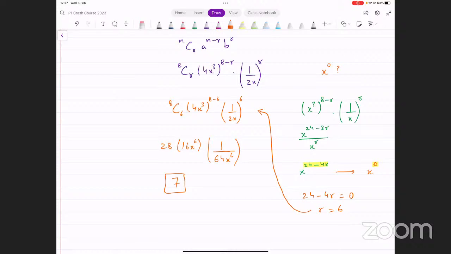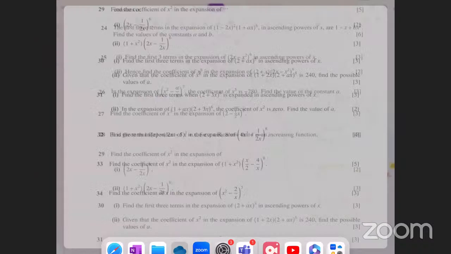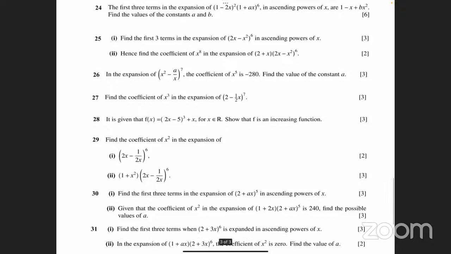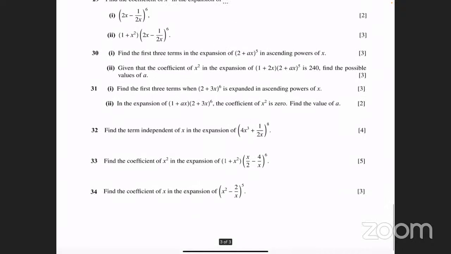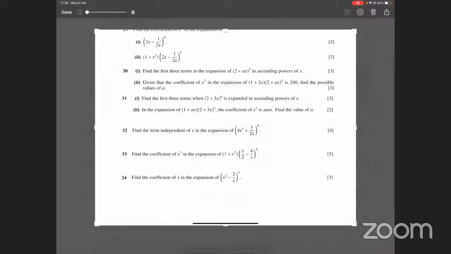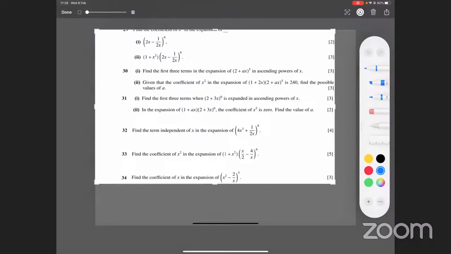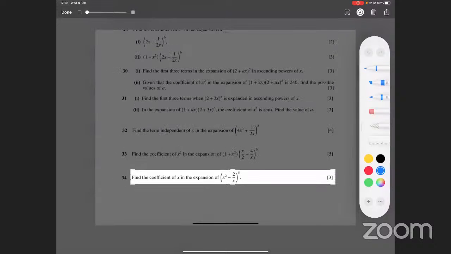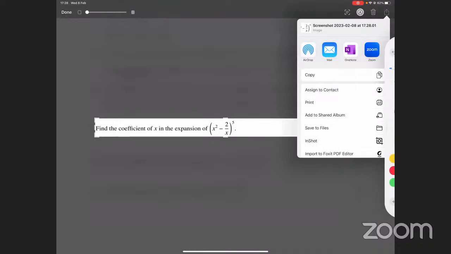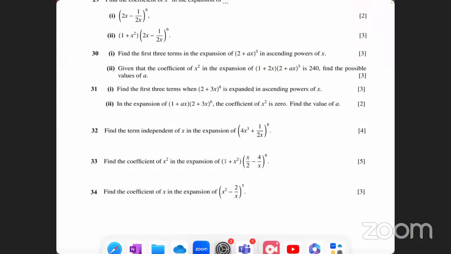Let's do another example from the worksheet. Let me find that. Okay, let's look at this last problem, for instance. Question number 34. Let's use both methods for this, just to get a bit more practice.